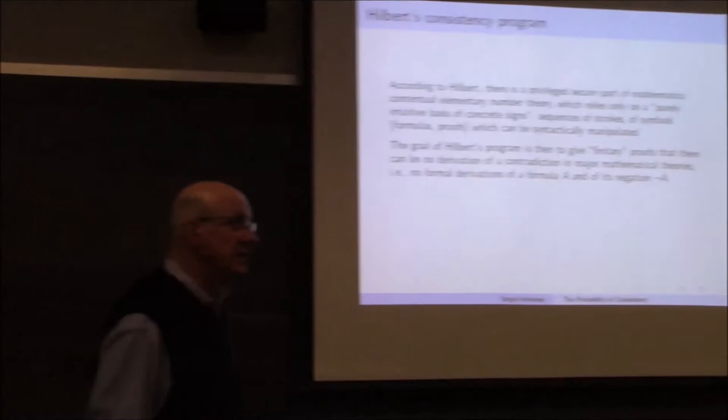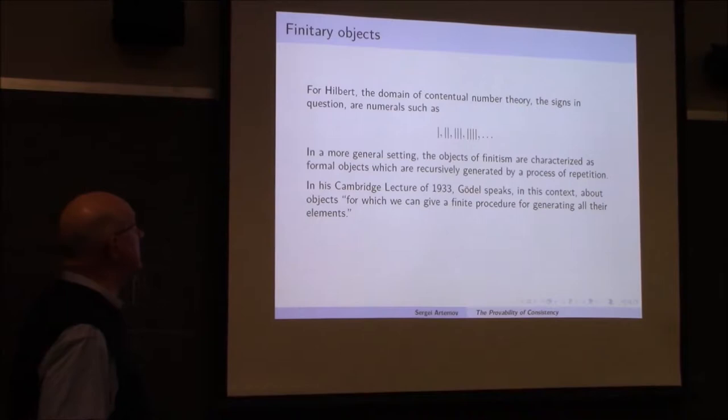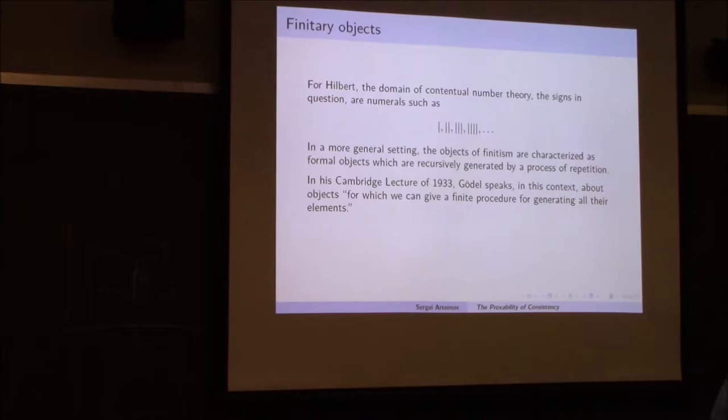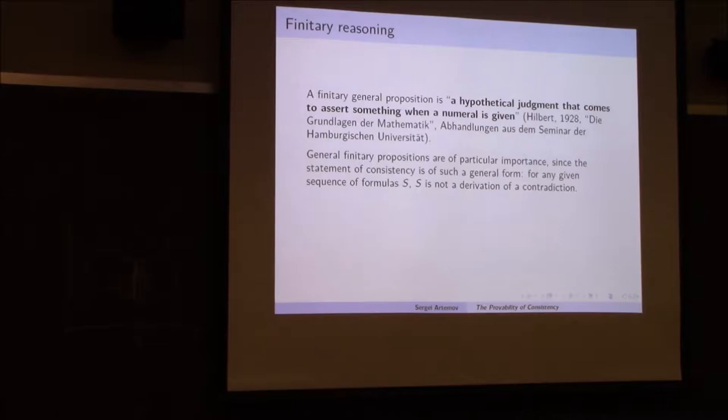So, finitary objects. By Hilbert, the domain of contentual number theory is the signs, the numerals. In particular, it was he who spoke about the sequence of strokes: one stroke, two strokes, three strokes, or so. One stroke represents zero, two strokes represent one, and further on. On several occasions, he himself and other people generalized this to a reasonable extent. In particular, in his Cambridge, Massachusetts lecture of 1933, Gödel speaks in this context about objects for which we can have a finite procedure of generating all their elements, which is a reasonable description of what we're talking about.